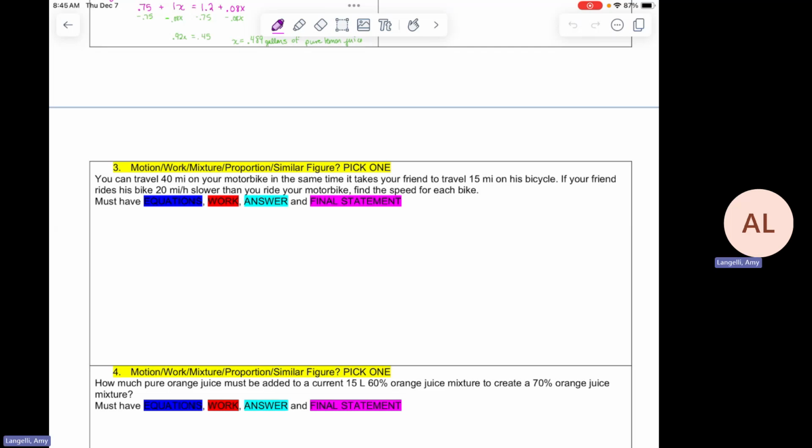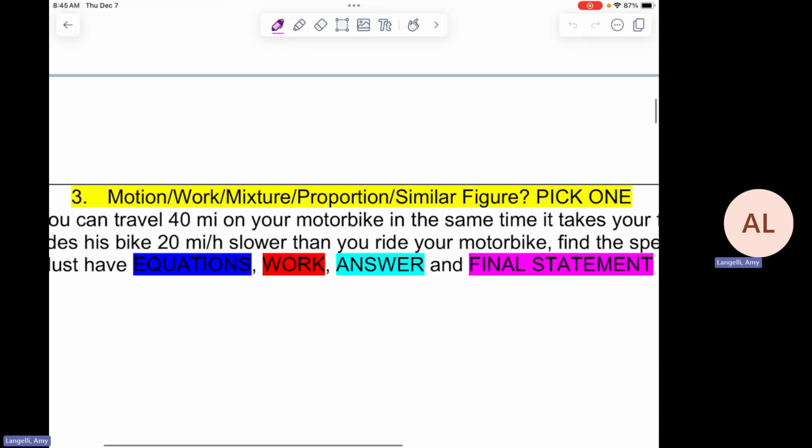Good. Okay. Number 3. You can travel 40 miles on your motorbike in the same time it takes your friend to travel 15 miles on his bicycle. If your friend rides his bike 20 miles an hour slower than you ride your motorbike, find the speed for each bike. So the question becomes, out of this yellow, would you guys say this is a motion, a work, a mixture, a proportion, or a similar figure? This is a motion problem. Very good.